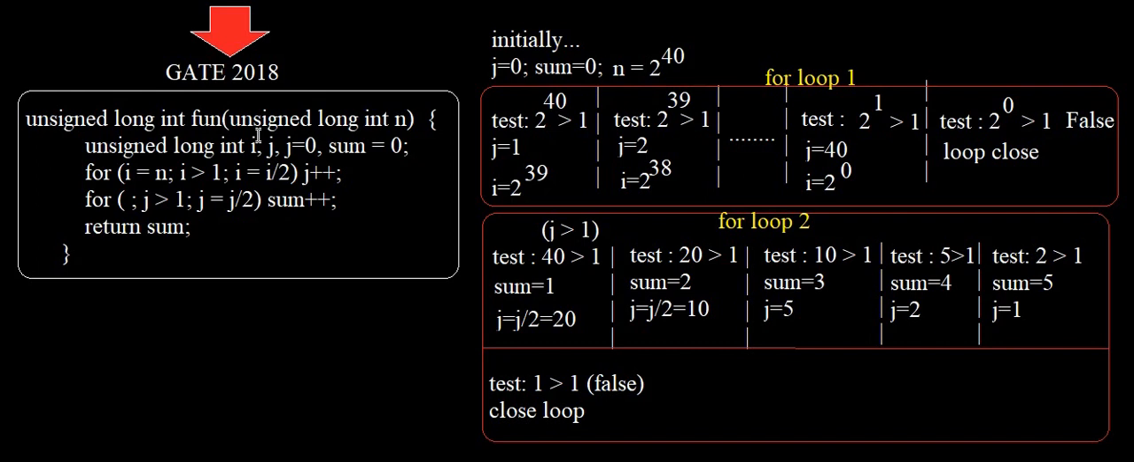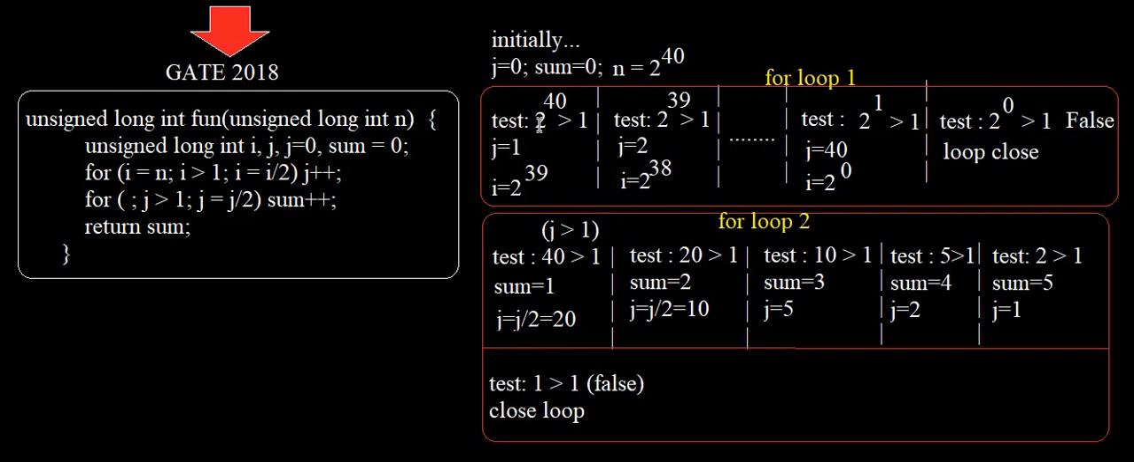Here unsigned long int n has been passed in this function, and now let's see the following 3 lines and execute this code. We have 2 for loops, for loop 1 and for loop 2. We'll get into the first for loop and put i equals 2 power 40 because n equals 2 power 40. Let's check the condition first.